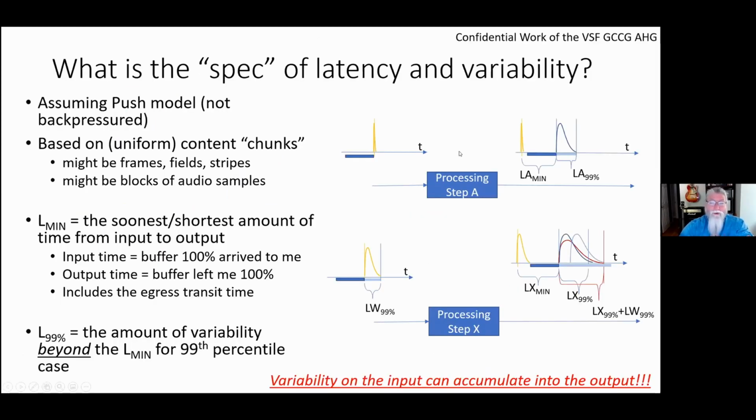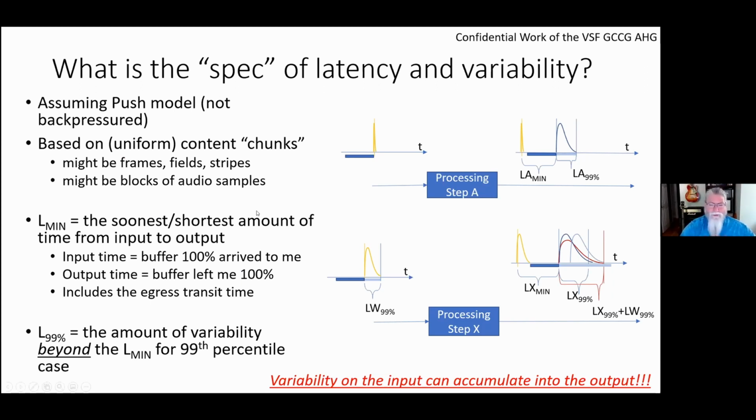A big chunk of our work of late has been around this latency and variability spec, and saying that in a processing step, there's a minimum amount of time that it takes you to both do your processing and get your output off your dock. And then there's some variability of how much longer it might take you, depending on interrupts and other crazy things. And so that latency model of saying there's a minimum plus a 99th percentile worst case value is what we've settled on as a way of modeling the variability and the typical.